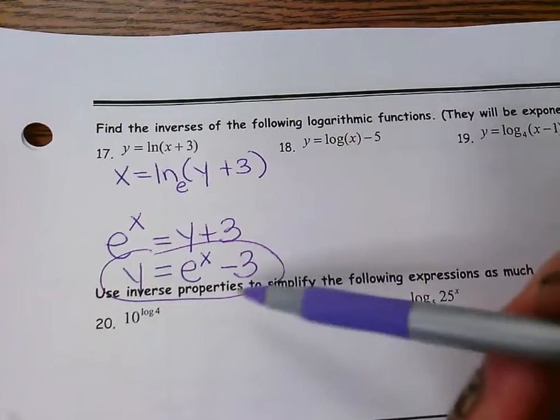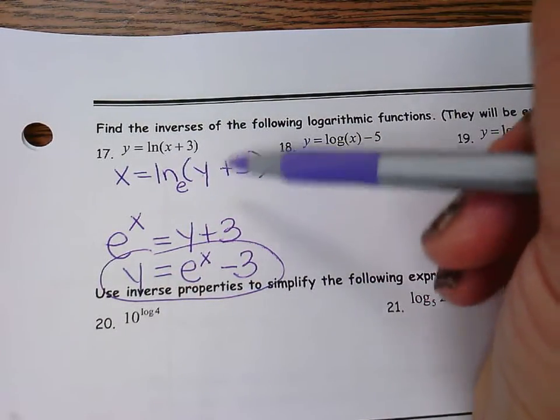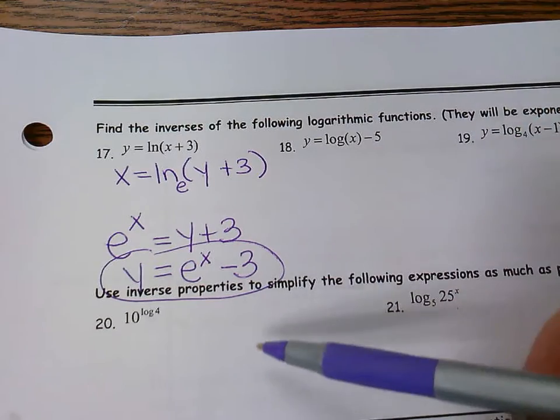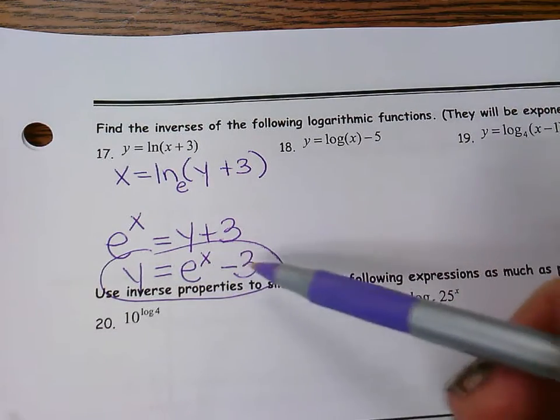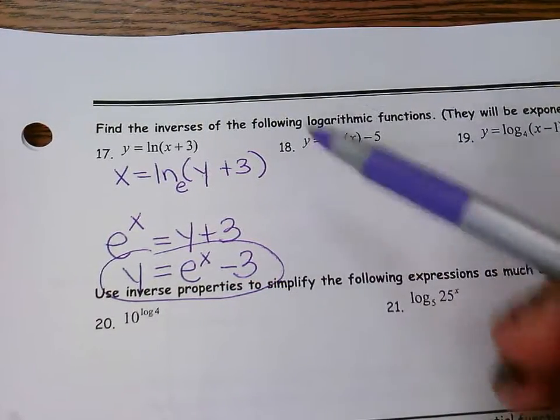Shifted down 3. This one was shifted to the left, right? The log function shifted to the left by 3. Its inverse is going to be an exponential function shifted down 3. So they're related in that way.